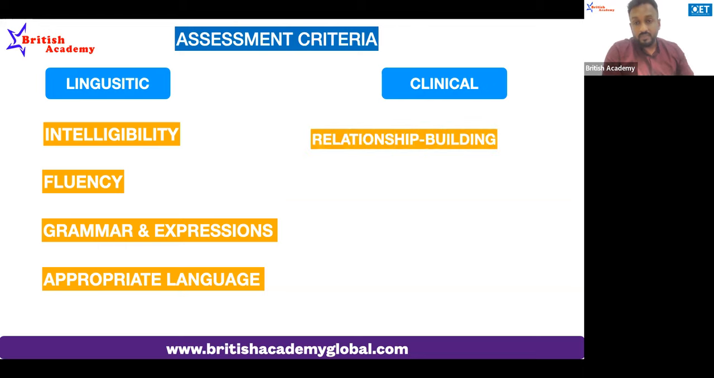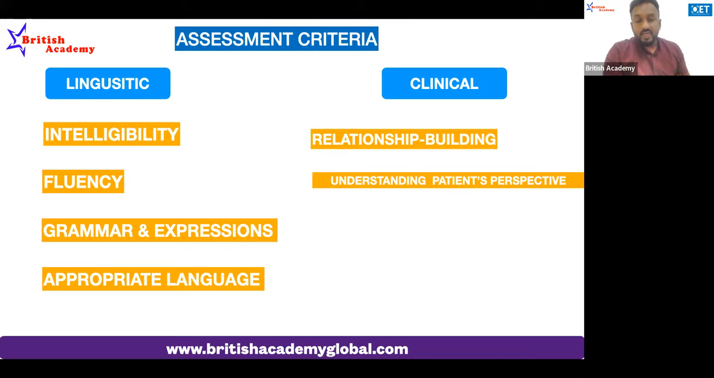In terms of clinical, they will check whether you are able to build a good rapport with the patient. Ask more questions. If you really want to build rapport with the patient, make sure that you ask more questions. When you ask more questions, you will get more information, and you'll build a rapport with the patient. So be ready with questions, and always have an attitude to understand the patient's perspective. What does the patient want to tell? What does he feel about a particular procedure? What does he feel about the management?